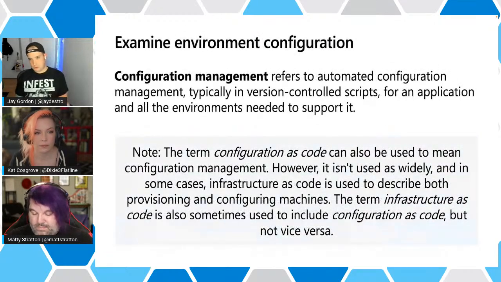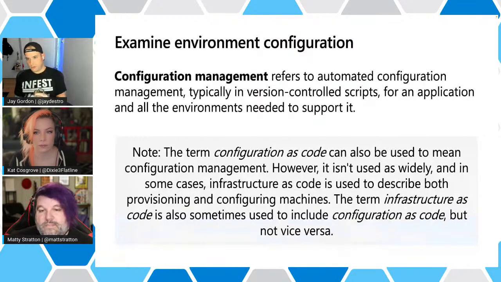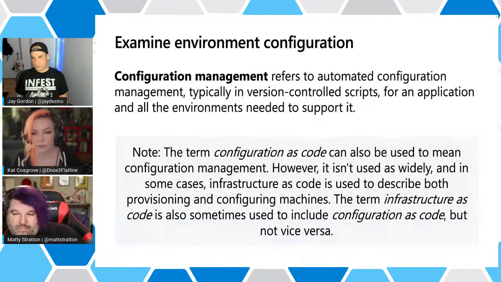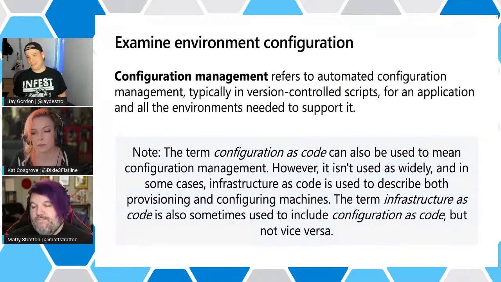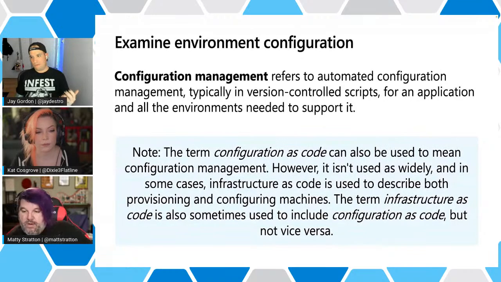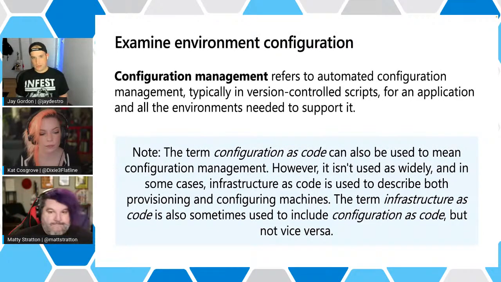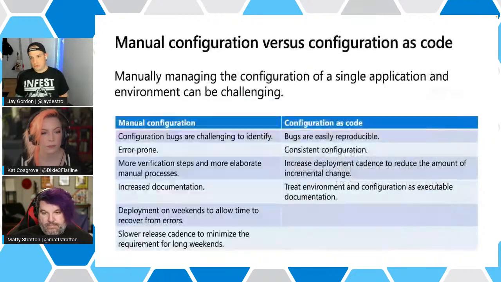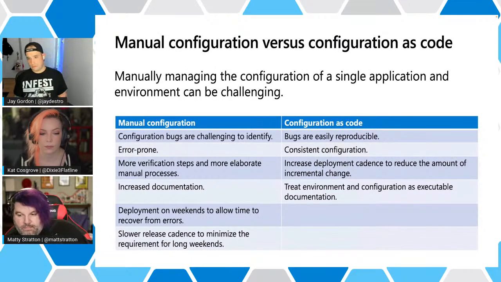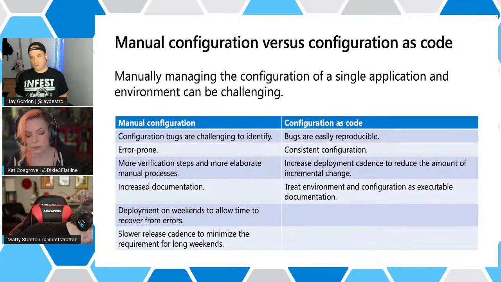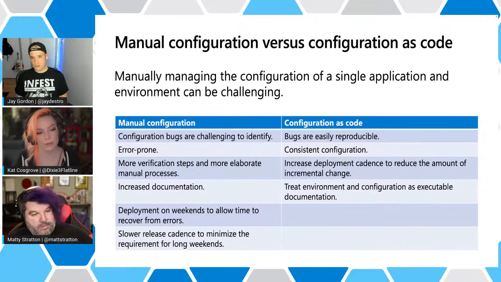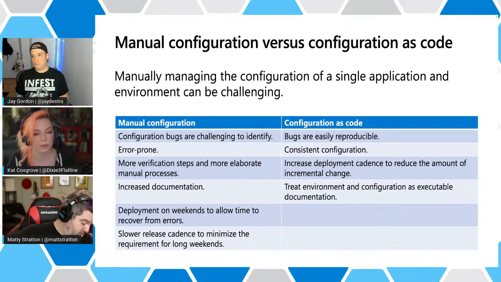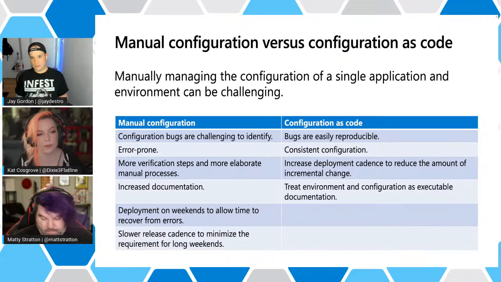So configuration management refers to automated configuration management, typically in version controlled scripts for the application and all the environments needed to support it. For example, adding a new port to a firewall could be done by editing a text file and running the release pipeline, not going into Azure and adding it manually. Manually changing the configuration of a single application and environment can be challenging. The challenges are even more significant for managing multiple applications and environments across multiple servers. So automated configuration, or treating configuration as code, can help with some of the manual configuration difficulties.